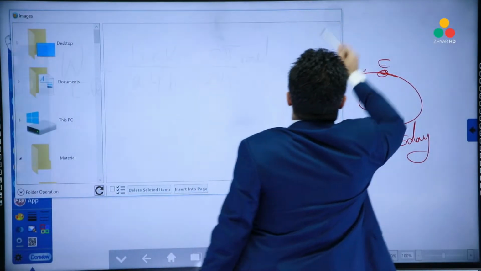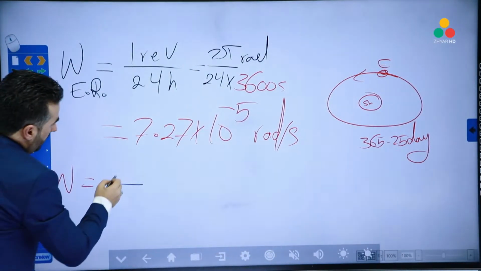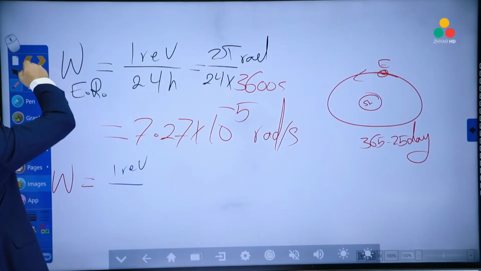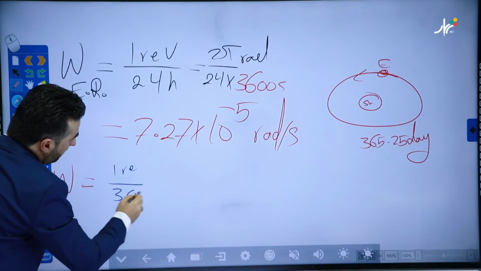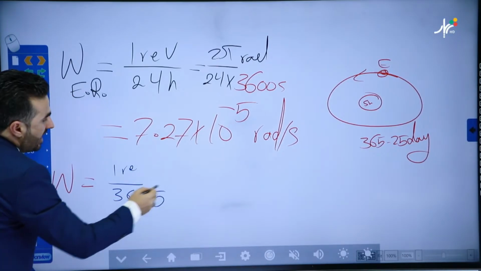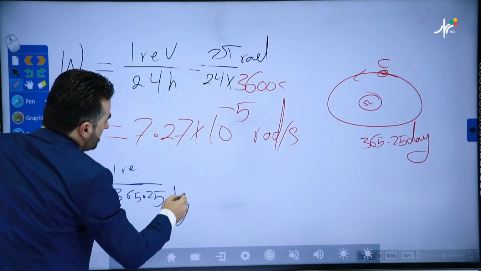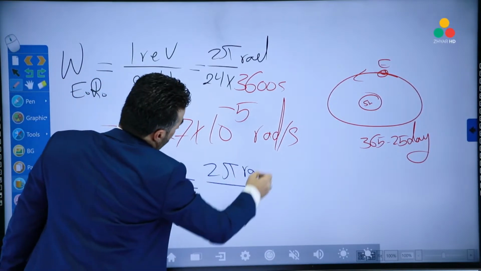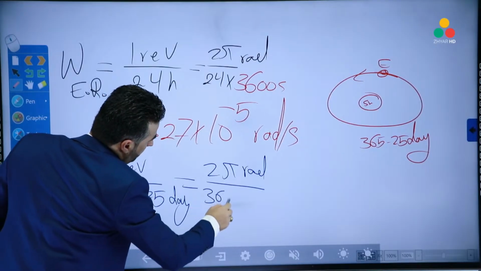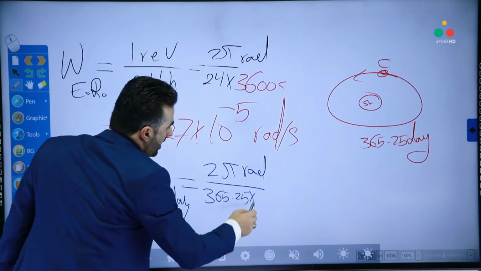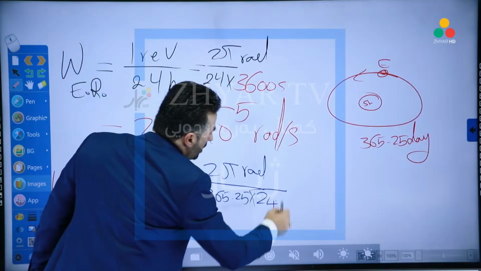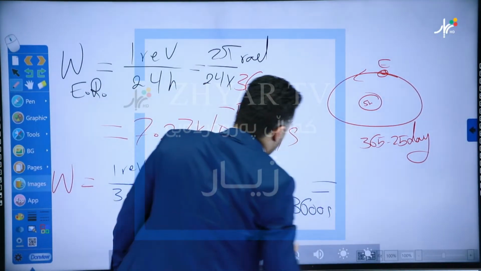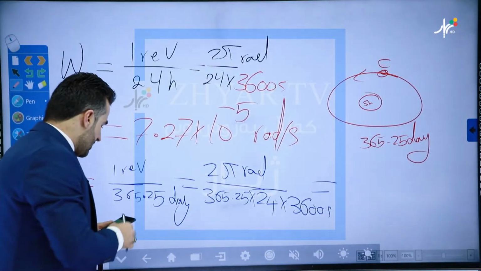So we can say 1 rev divided by delta t, or we said the time it takes is 365.25 days, yeah? But you can't use days in calculation. So 1 revolution, that is 2 pi radian. And of course, 365.25, each day is 24 hours, and each hour is 3,600 seconds.